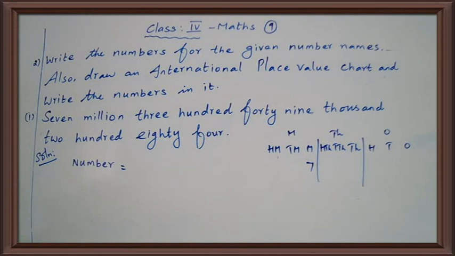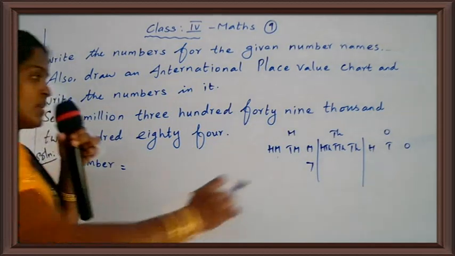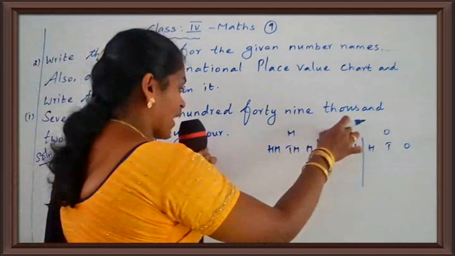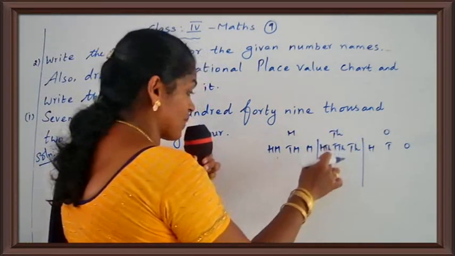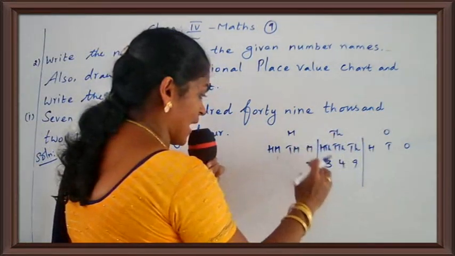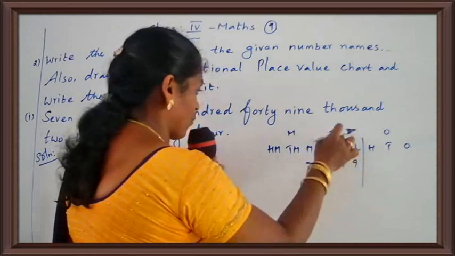349,000. So here, thousands period. 349. So the 100,000 place has 349. So 7,349,000.